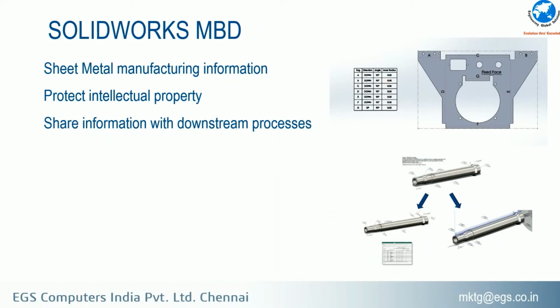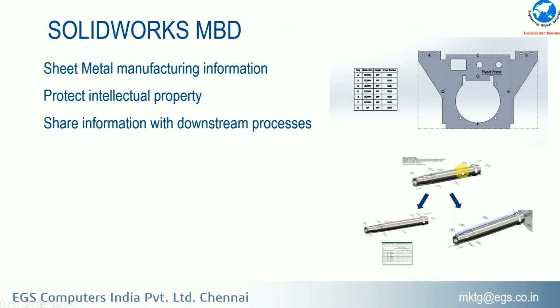So in SOLIDWORKS 2019, this SOLIDWORKS MBD capability is also extended. It is now capable of capturing the information from the sheet metal model itself. In SOLIDWORKS 2018, MBD is capable of capturing all the information from solid models, and it is not supported for sheet metal components. So now it has extended its capability to capturing the information for sheet metal fabrications and also the sheet metal bending operations, right? So you can share your information to the downstream process through capturing the 3D views.